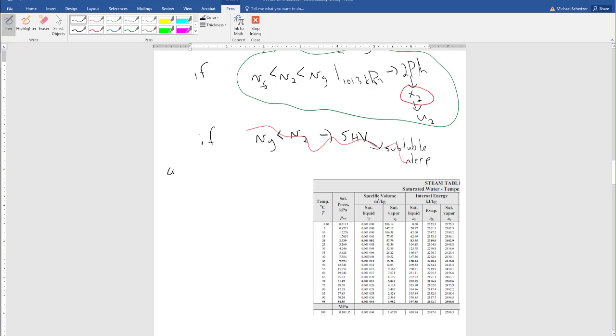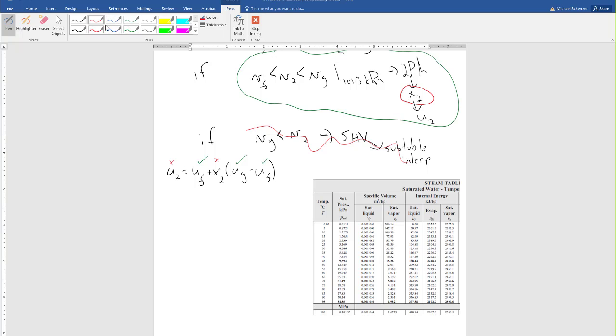So I can write U2 is equal to UF plus X2 times UG minus UF. But if I look at this equation, the good news is I can pull up UF and UG right off the table, but I don't have X2 and I don't have U2. So I can't find the specific internal energy yet. I've got to look for another property that I know.